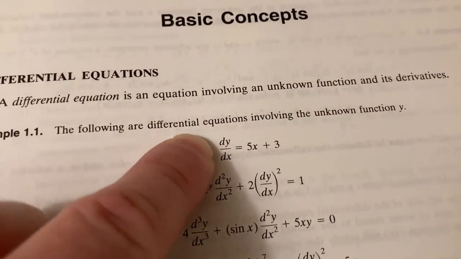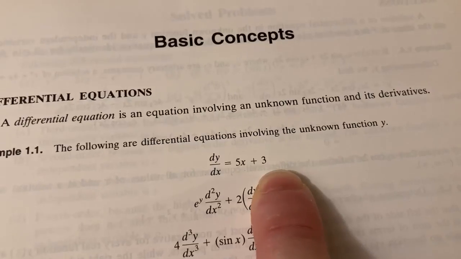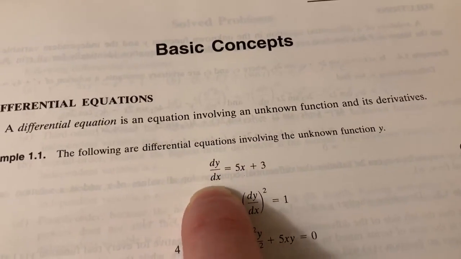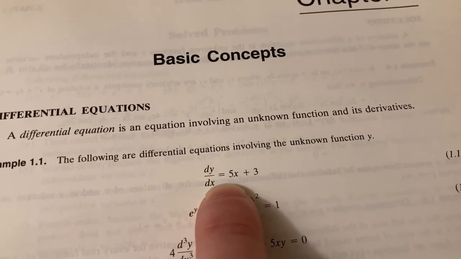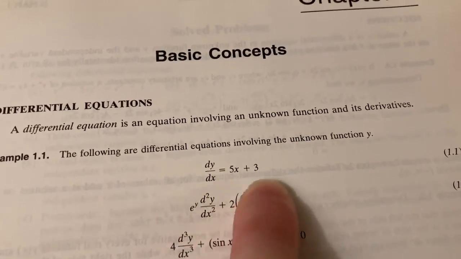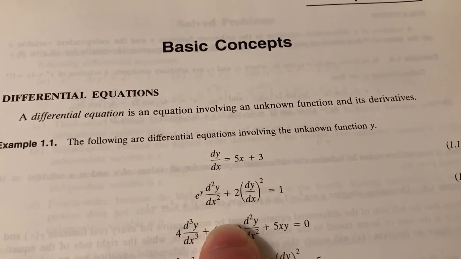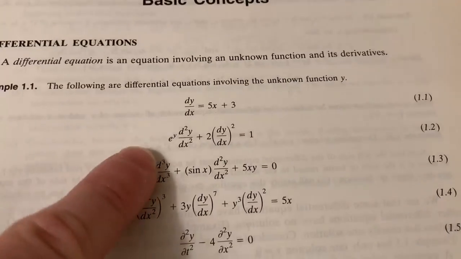So dy/dx is equal to 5x plus 3. That means that the derivative of y with respect to x, so the rate of change of y with respect to x, is equal to a line, which is 5x plus 3. That's an example of a differential equation. And then here you have some more complicated ones.